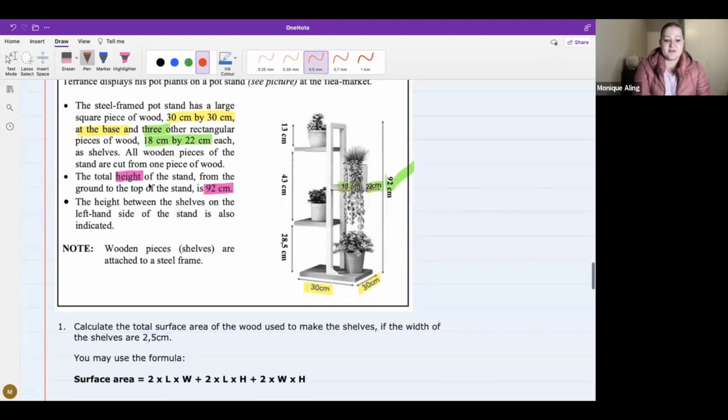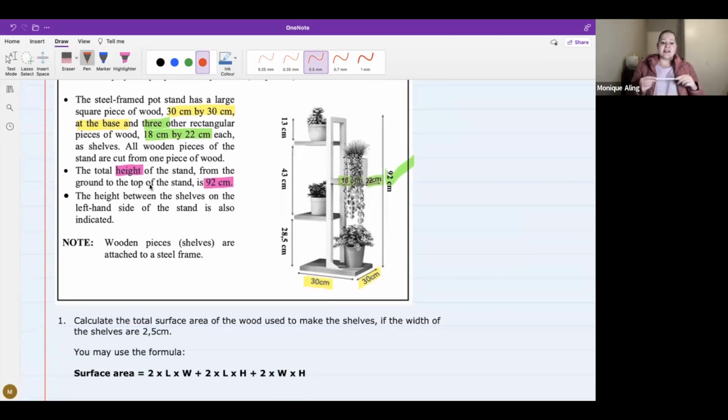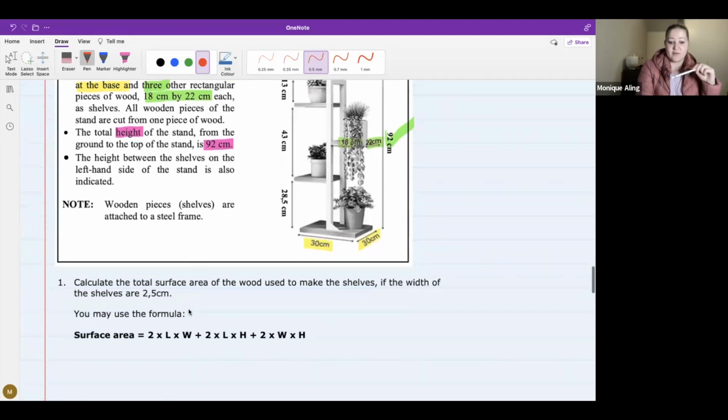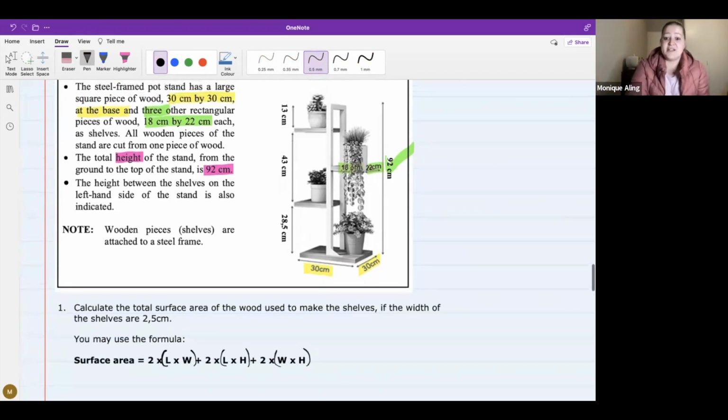Okay, so the question is, calculate the total surface area of the wood used to make the shelves if the width of the shelves are 2,5 centimeters. You may use the formula. So you've been given the formula. We are used to the formula in this kind of format. Same thing. Okay, so we are wanting to work out the surface area of this shelf, as well as the base all together.